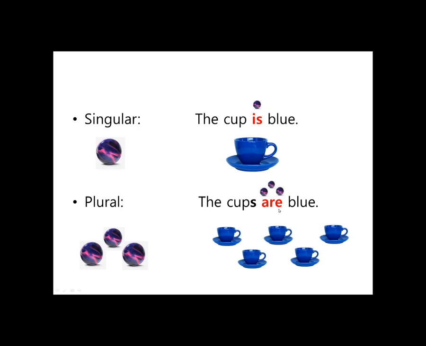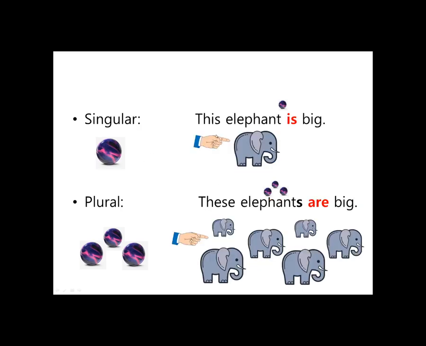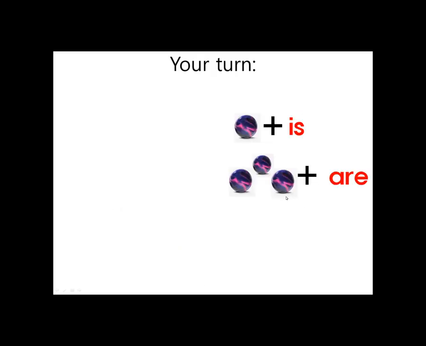Okay, let's try a couple more. Okay, so this elephant is big. Just one elephant. So we use the be verb is. These elephants are big. So this is plural. This is more than one. These elephants are big. Okay, so remember to change the be verb. Okay, so if it's one, we use is. More than one, we use are.